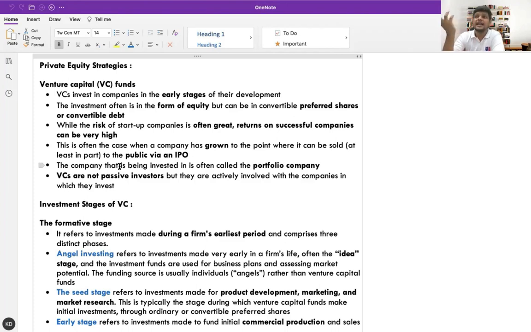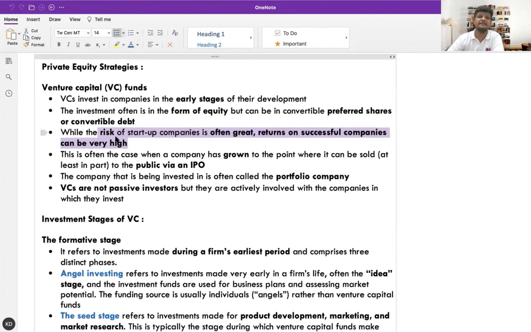Right? Or they can invest in a convertible bond also, but mostly they invest through convertible preferred shares. They face a high risk. Why? Because not every startup is going to be successful. Many startups will be successful and many will fail. In fact, most of them will fail. It is said around 90% plus of the startups fail. And only the 10% which are going to be profitable are going to be multi-baggers.